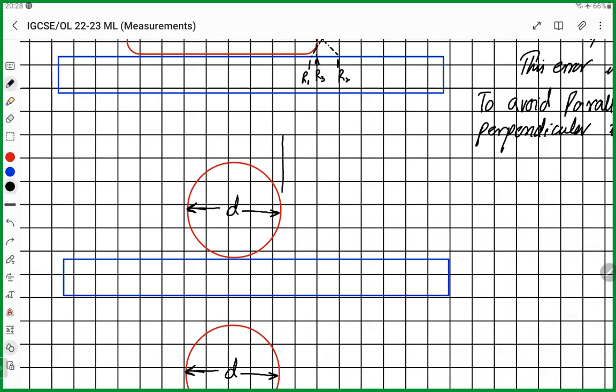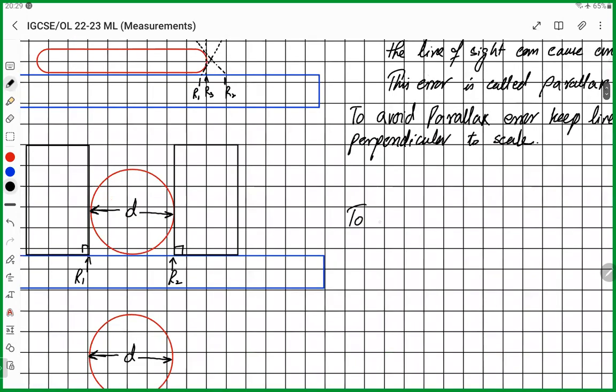So you could put two rulers, or two blocks on either side. Make sure the blocks are rectangular. Make sure these blocks are rectangular. This is how you can find reading number one. This is reading number two.